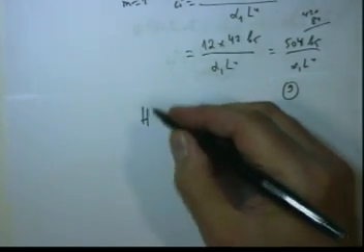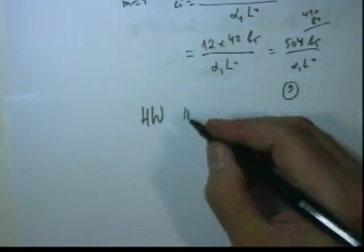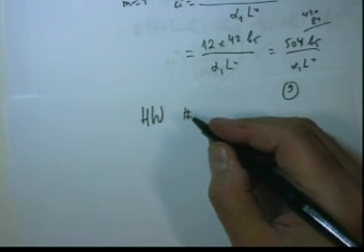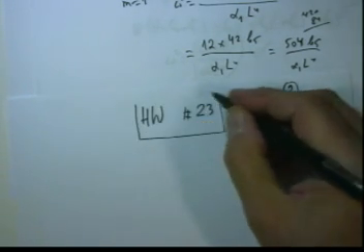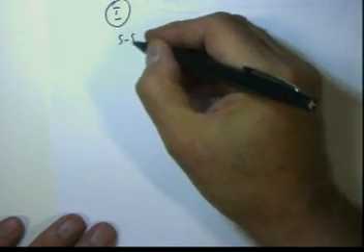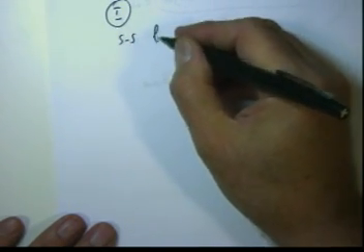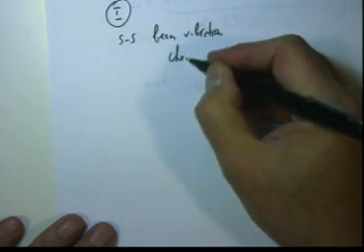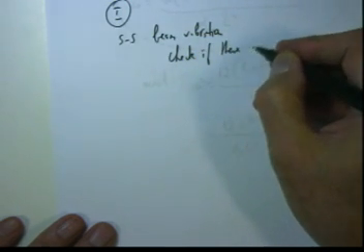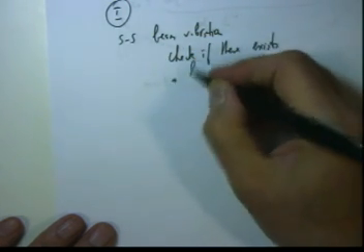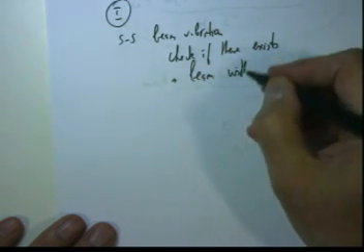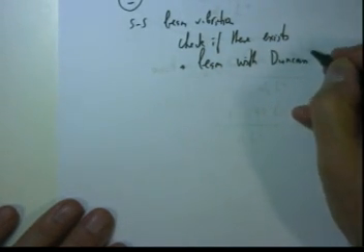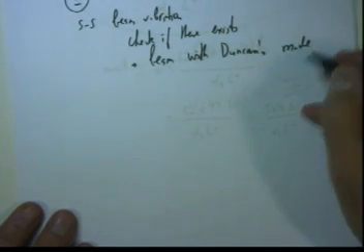That will be a homework assignment. Homework number 23. So I will assign you 2 homeworks. 1. Simply supported beam vibration. Check if there exists a beam with Duncan's mode shape.